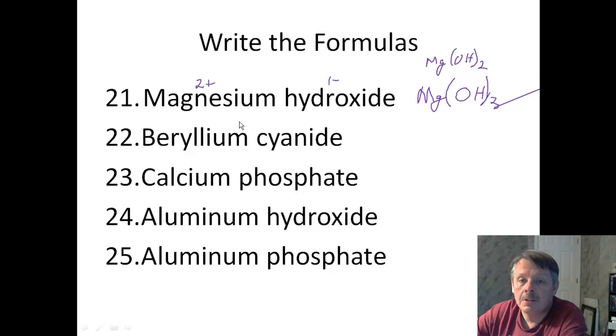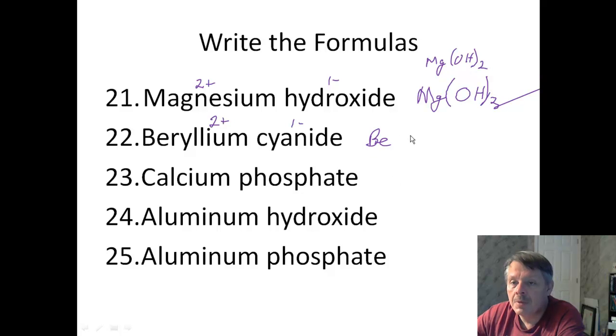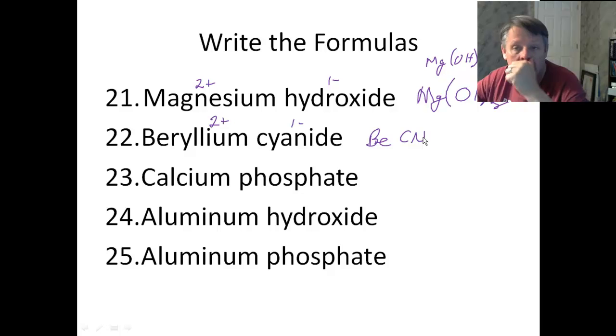Alright, let's look at beryllium cyanide. Beryllium is an alkaline earth metal, so it's a 2 plus charge, and cyanide is a 1 minus charge. So beryllium is Be, and cyanide is CN. So we have exactly the same problem with beryllium cyanide that we had with magnesium hydroxide above. I need to have 2 cyanides, so I need to put it inside parentheses.